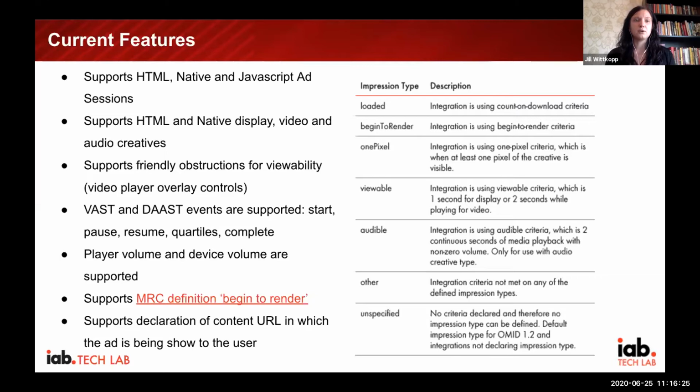native display, video, and audio creatives. We support friendly obstructions for viewability, when there are video player overlays, to be able to count those as friendly obstructions as opposed to fully obstructing the ad view. VAST support, player volume and device volume are supported. We recently added support for the MRC definition of begin to render. And you can see on the right-hand side a lot of the very specific events that go into that calculation: if the ad is loaded, the begin to render definition, 1 pixel, viewable, audible. So there's a lot there to capture that set of raw events that are needed to make those measurement calculations.